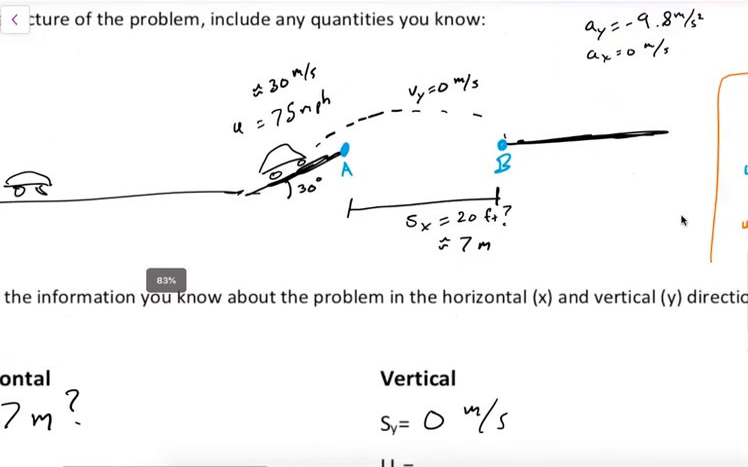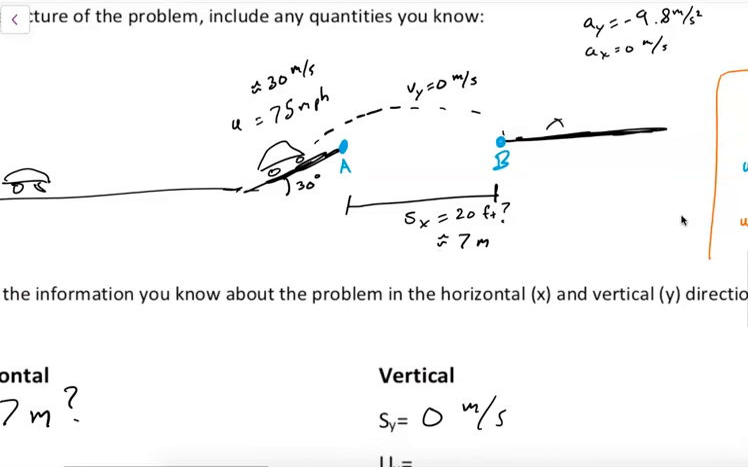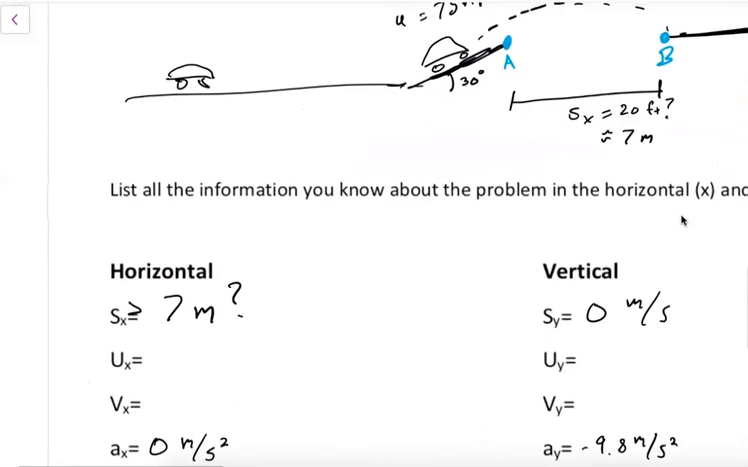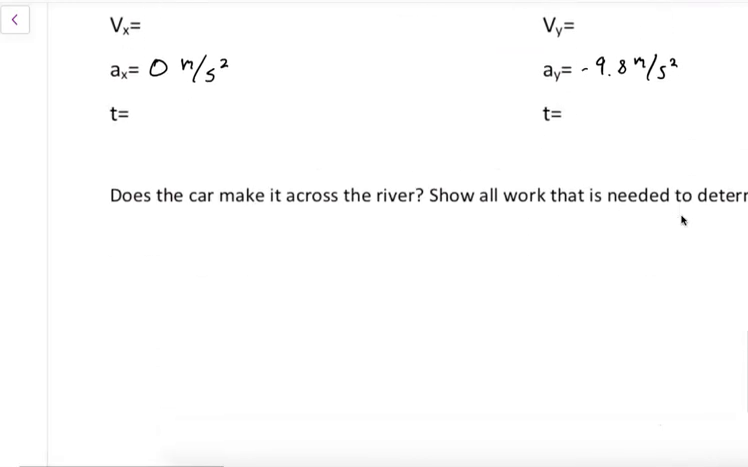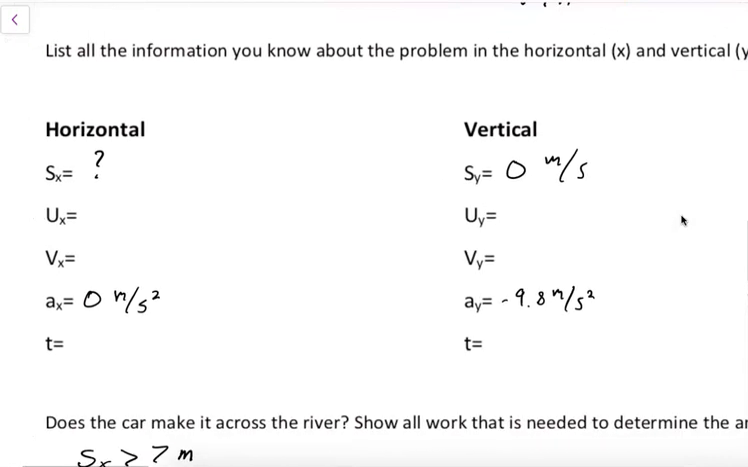And if it does make it across the river, then it would land like here, or here, or here. It'll land some distance greater than 7. So actually we don't know what this is. But we do know that in order for it to make it across the river, it needs to be greater than or equal to 7 meters. So that's an update I wanted to make.